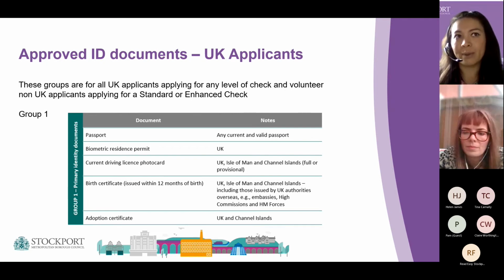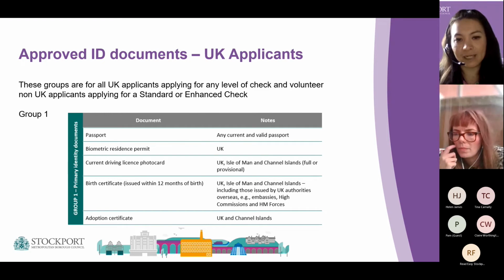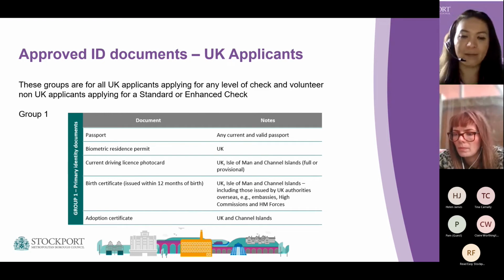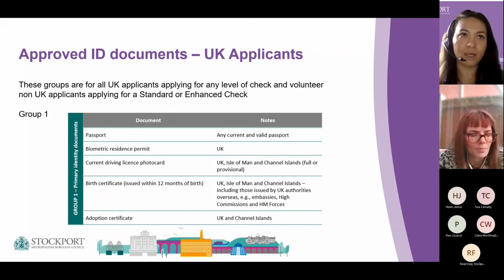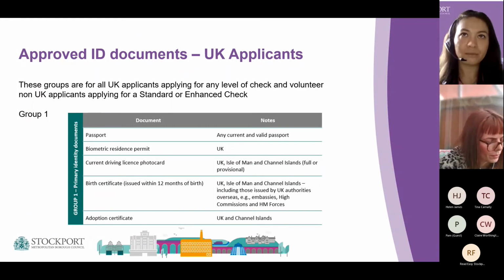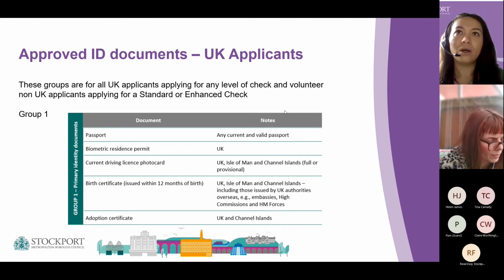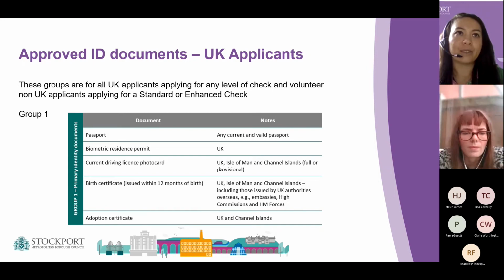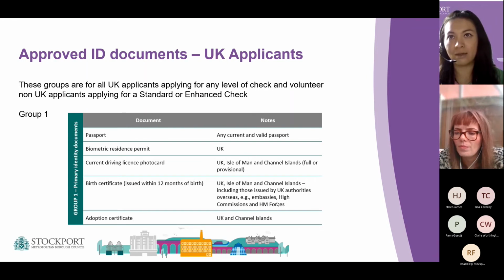And then there'll be some people who provide a birth certificate, but it has to have been issued within 12 months of birth. When you're looking at the birth certificate, at the very bottom there should be a registration date. That date needs to be within 12 months of their date of birth to be a Group 1 birth certificate. Another thing to note is this at the side, where it says UK, it needs to be a UK document. So we can't accept a birth certificate from another country. It has to fall under this category here.